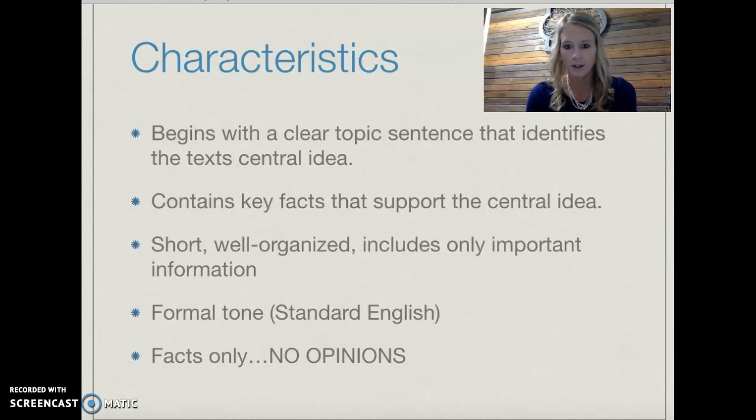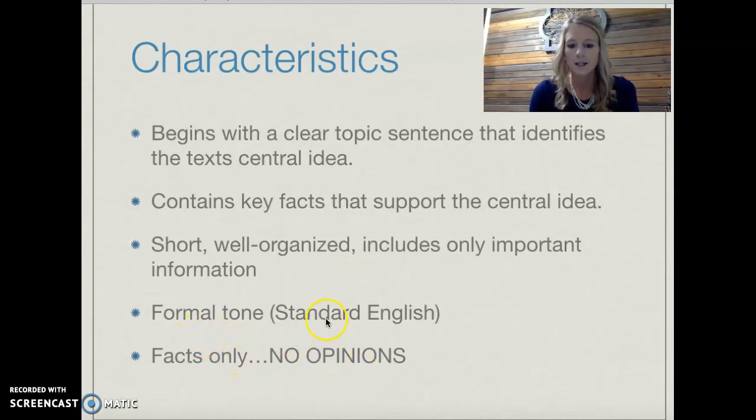And the important part is this part right here where it says support. You don't want random facts. You want facts that actually support your central idea. Next, it needs to be short, well organized, and only important information again. So by short, you're only talking 5, 6, 7 sentences. We're not restating the entire story.